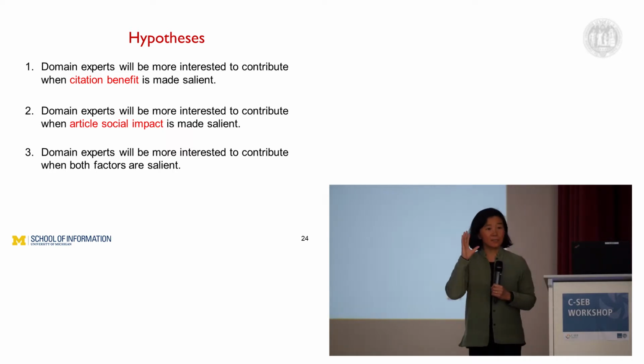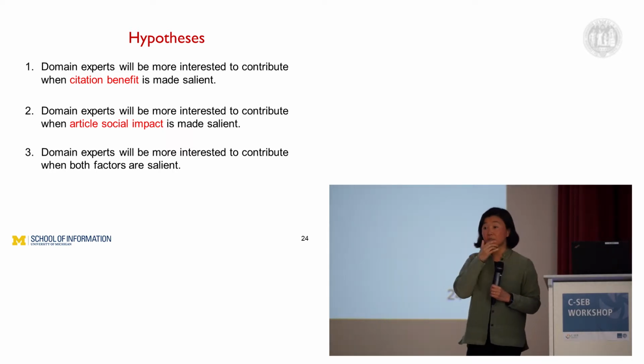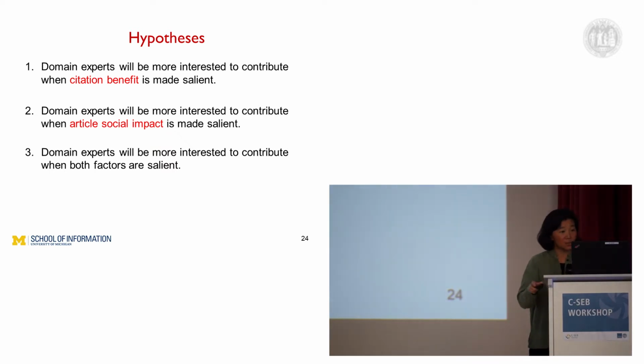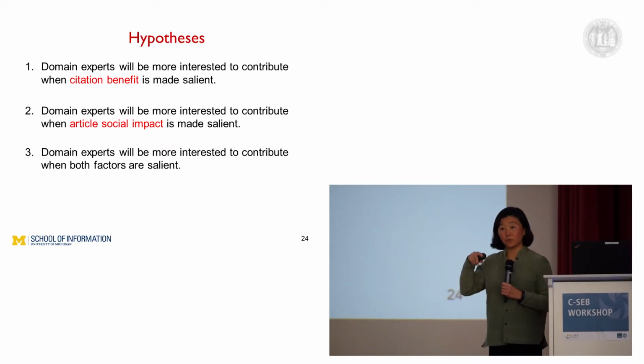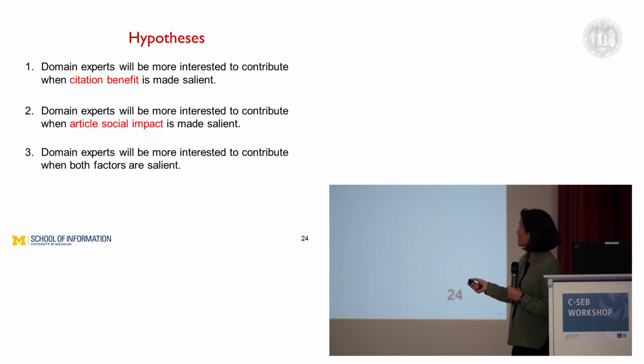Notice that the treatments were all implemented in the first phase. Once you move beyond the first phase, there will be selection bias. So the treatment effect is all on the interest, when they say that yes, they're interested. The first hypothesis says domain experts will be more interested in contributing when citation benefit is made salient. If you write down a standard public goods model, when you increase the private benefits of the public goods, it would increase contribution.